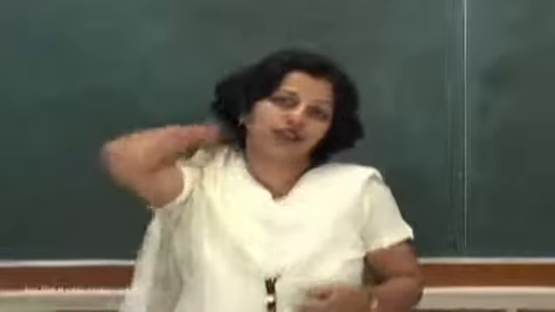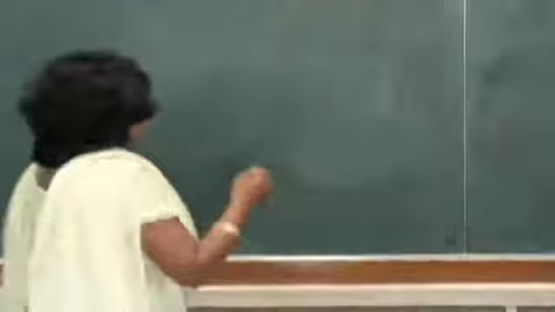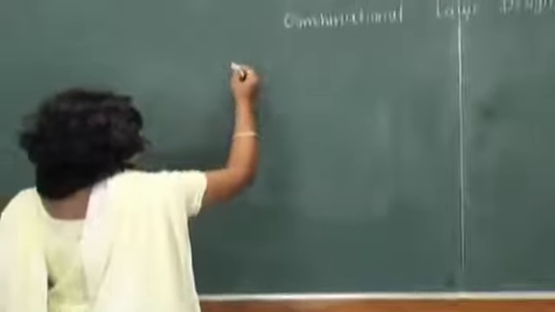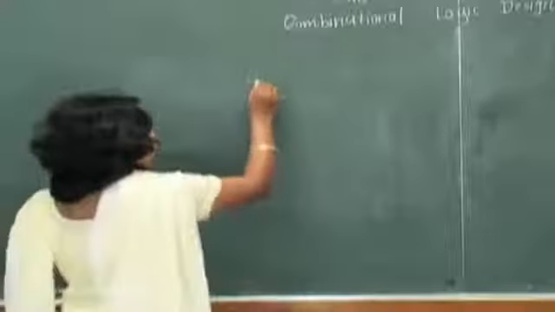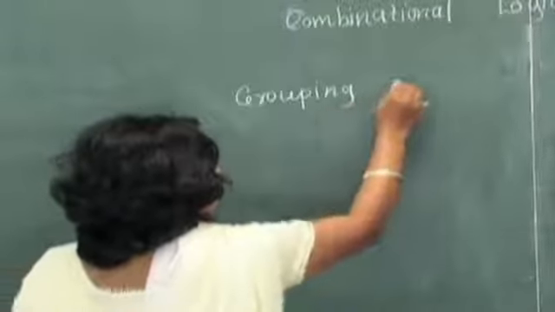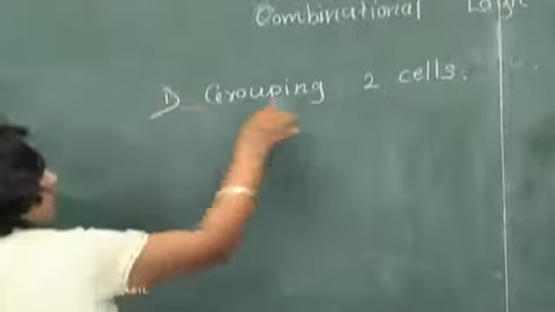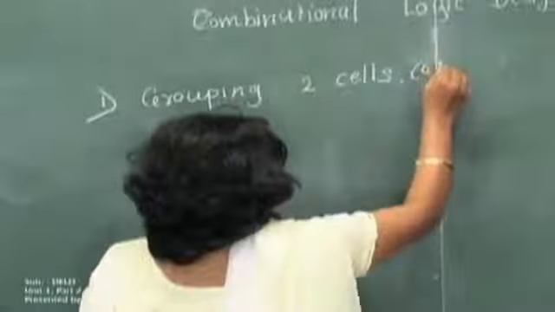So let us see how the equation can be reduced using the standard SOP form. I will give an example for the reduction. In that there are 3 cases. I am starting with the first case, that is grouping of 2 cells, or grouping of 2 ones, because we are going to see the standard SOP form reduction.